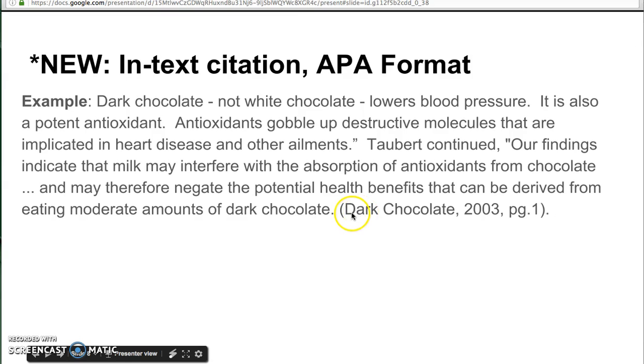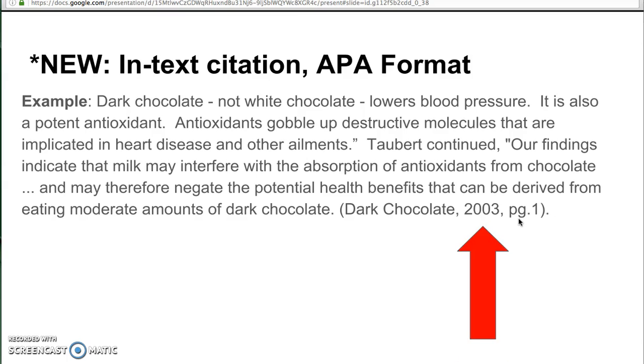The APA format is as follows. If there is an author's name, you use the author's name. But because this article came from the internet and it had no author, you use the title when there is no author. Then you must put the year, and then you must put the page. So it came from an article called Dark Chocolate. It was written in 2003, and it was on page 1. If there is no page number in your source, you have to put the paragraph number. Okay? And that is how to do an in-text citation for APA format.